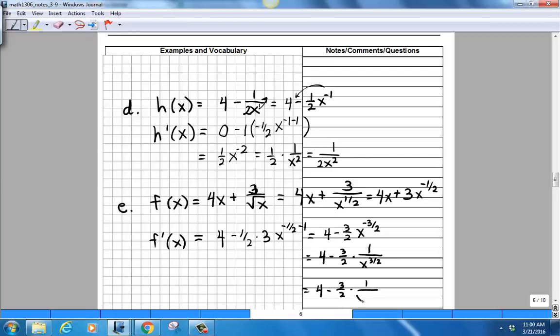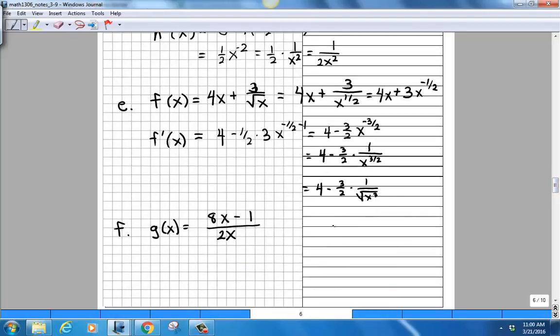That's right. So that becomes the square root of x cubed. All right? And actually, I'd be really happy with it right there. You can simplify the square root of x cubed, though. And let me show you this for your homework.